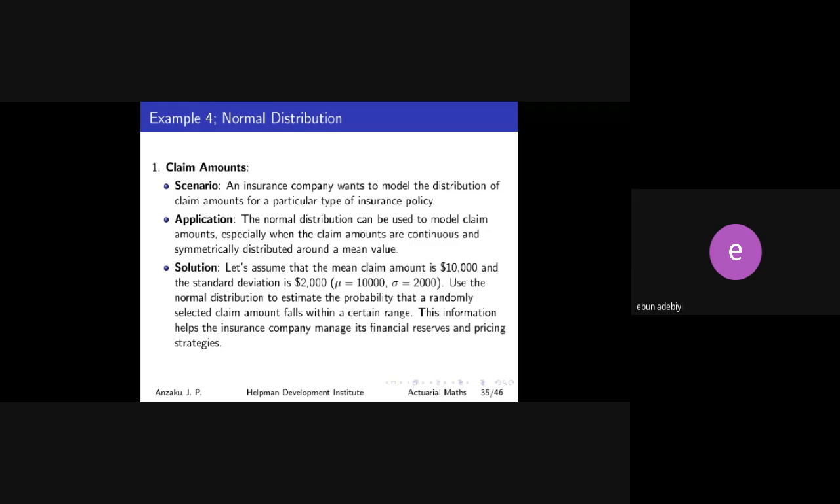So as usual, this information will help the insurance company to manage its financial reserves and pricing strategy. Because if the insurance company did not manage its financial reserves, and a particular claim comes and there's no money in the reserve, then they will go bankrupt. But with this information, it actually helps them to manage their financial reserves, and it will also help them to know how to price effectively.